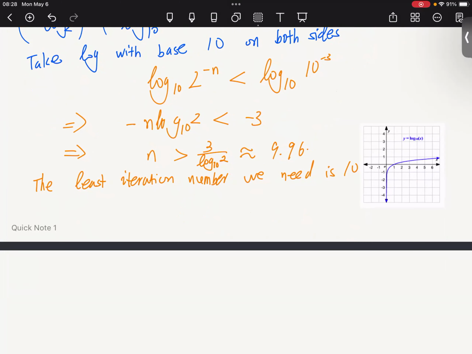This is how you calculate how many iterations you need to get the desired result. And this is all of it. Any questions so far? This is all the things about the bisection method.